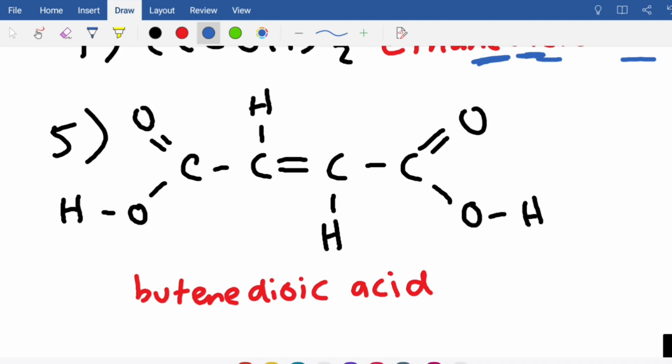Number 5 is butenedioic acid. So this is basically a level up, A-star game question, okay, guys? So this is butenedioic acid. Let's count the chain.